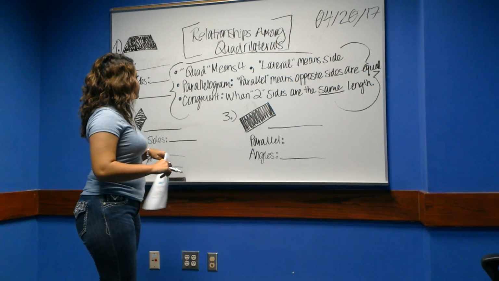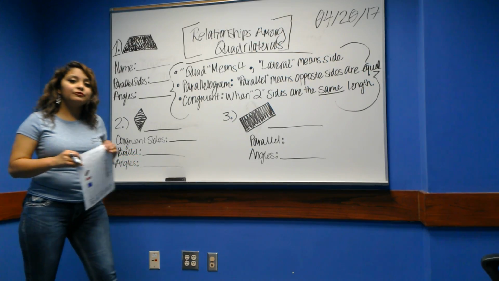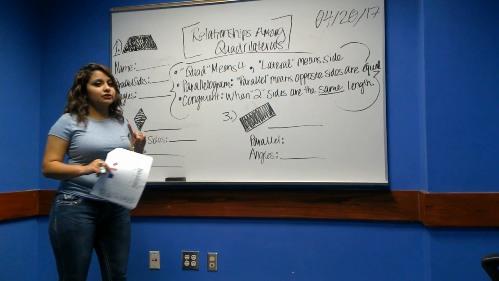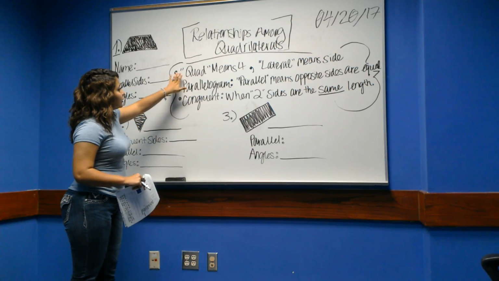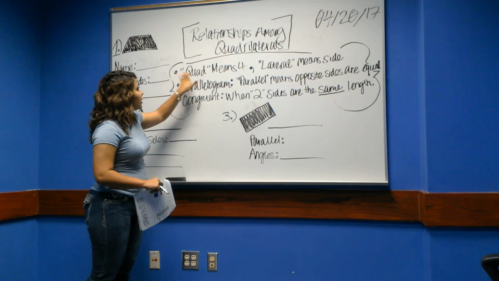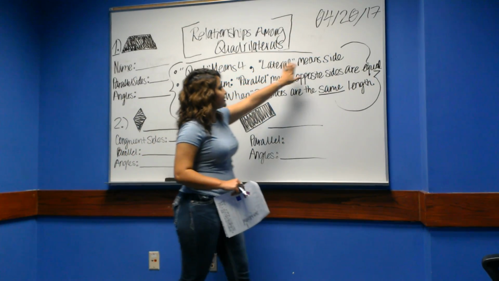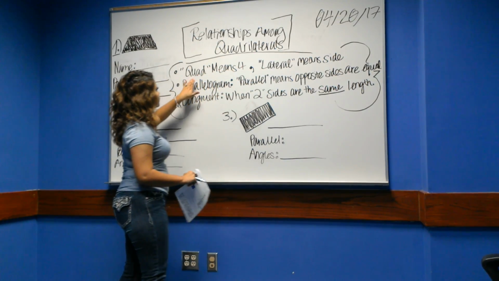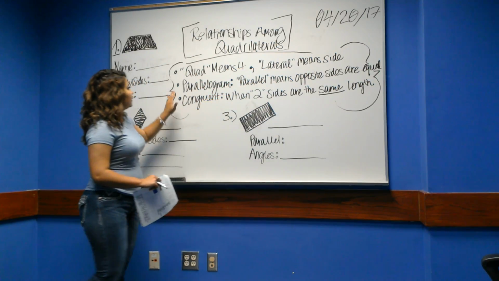In order for us to be successful in understanding quadrilaterals, we need to define a few key terms so that way we can understand how to identify quadrilaterals just a little bit easier. So, a quadrilateral, we're going to break this word apart. Quad means four. Lateral means side. So putting these two characteristics together means we're going to be talking about a shape that has four sides.